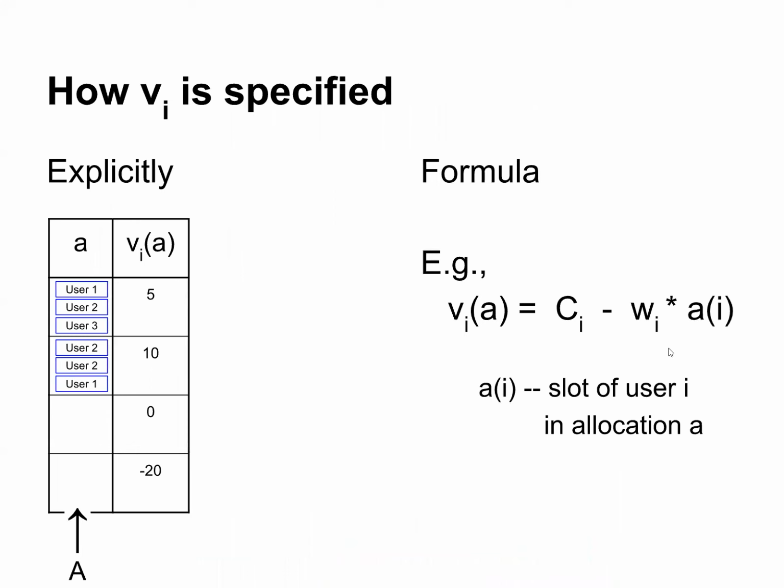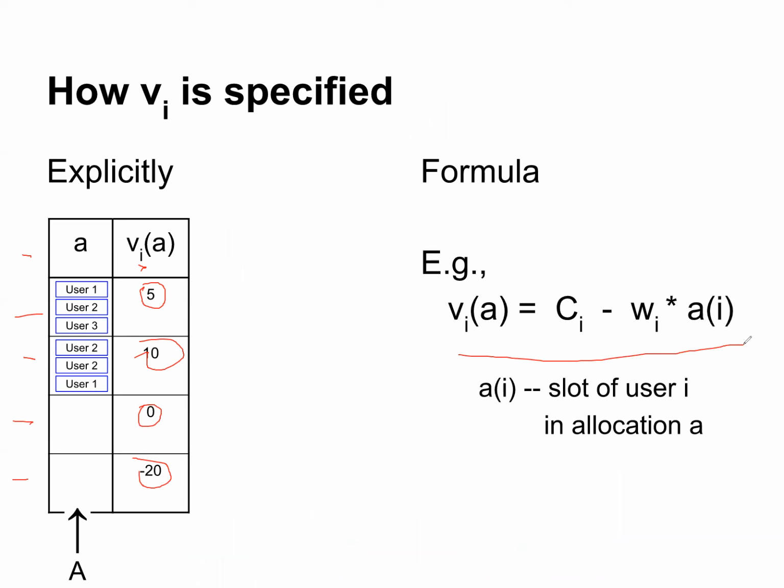Now, how is the valuation specified? Well, as any function, it can be specified as a table. So here we have different outcomes, different allocations of the resources, and for user I, here we say how much the user I likes every allocation. It could be a table, or a function may also be specified with formulas.